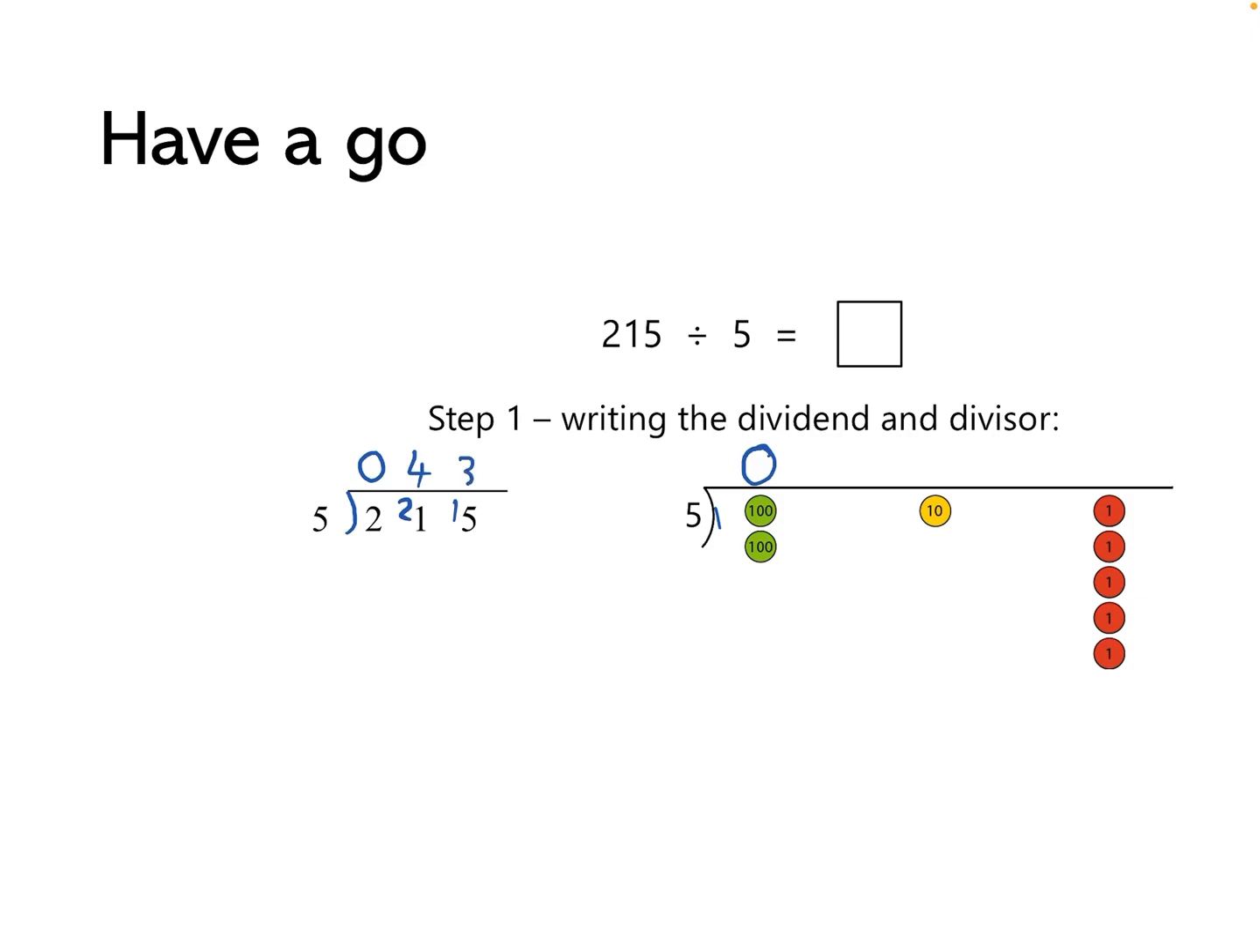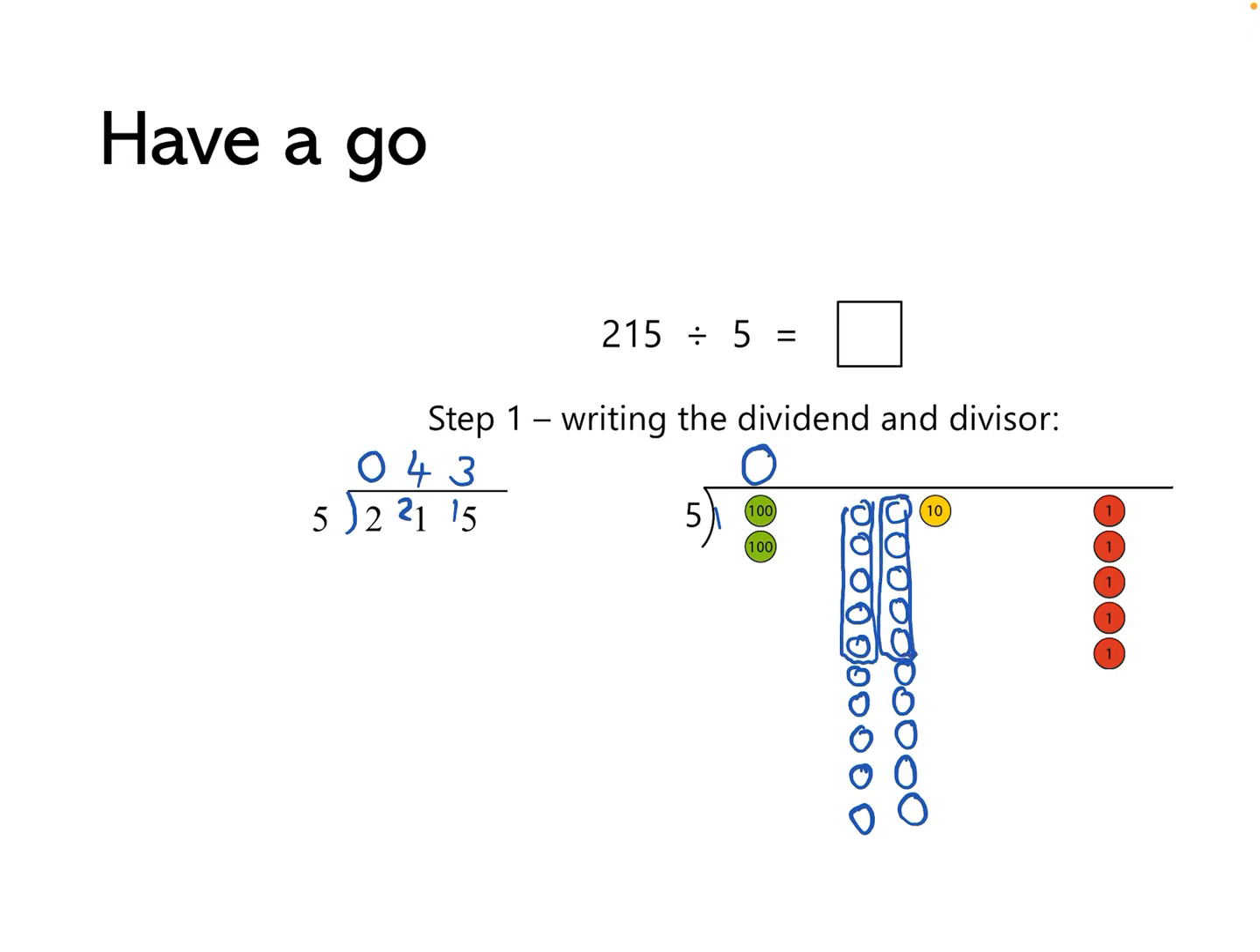5, 10, 15, 20. 5s into 15 go 3. How many 5s into the 10s? None. So I'm going to swap that for 20 10s. 1, 2, 3, 4, 5, 6, 7, 8, 9, 10, 11, 12, 13, 14, 15, 16, 17, 18, 19, 20.